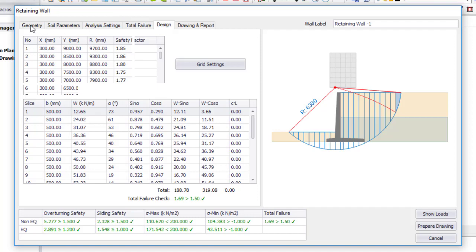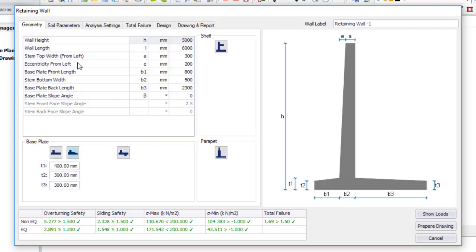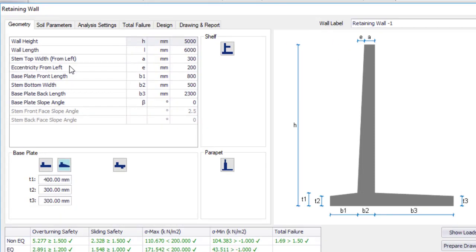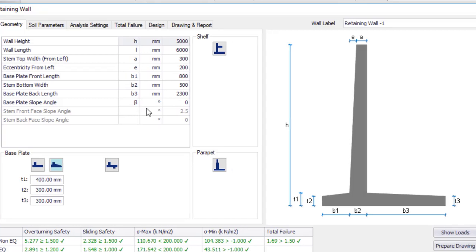All right, so the first one is geometry, which is the essential part. You have to get the geometry of whatsoever you want to draw. Okay, so these are the parameters you need to fill in, and this is the diagram. The diagram will help you to analyze whatsoever you are drawing. Okay, but for today I will be designing a retaining wall that has a total height of 3 meters and then a total length of 20 meters.